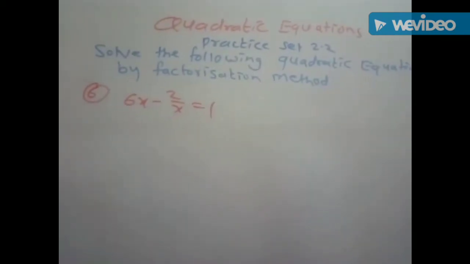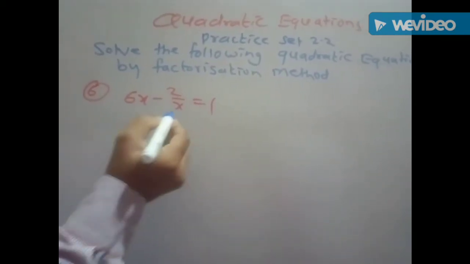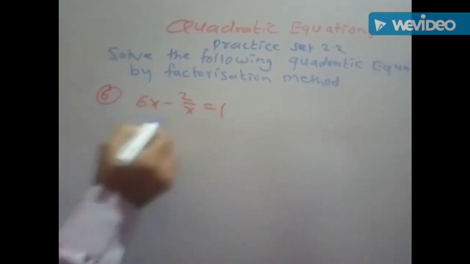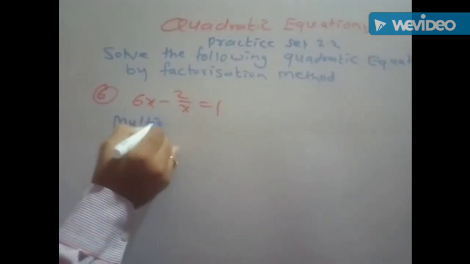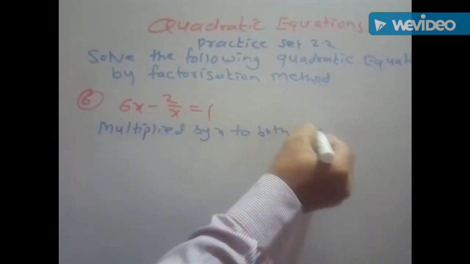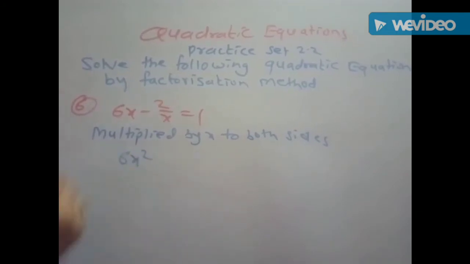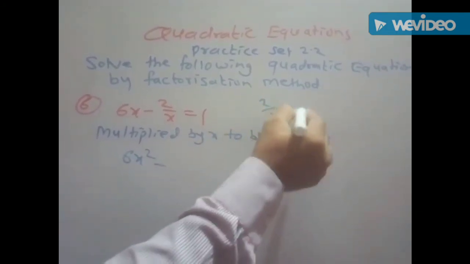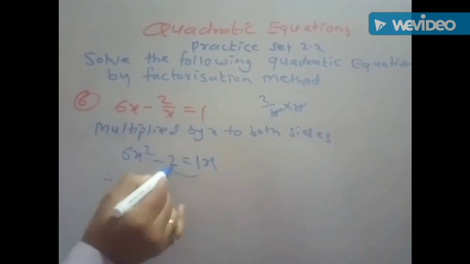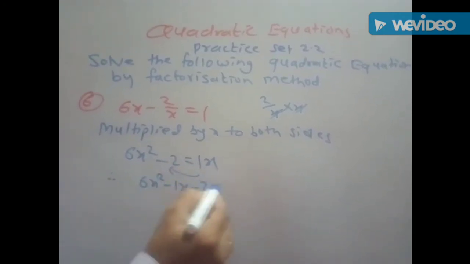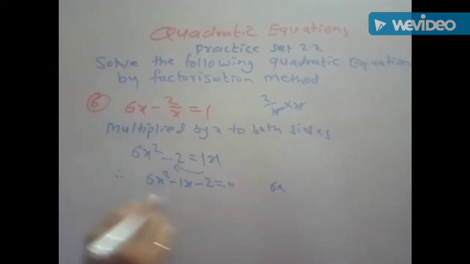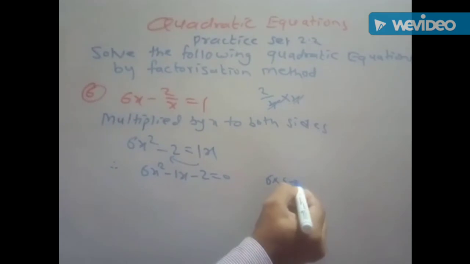Next example is 6x minus 2 upon x is equal to 1. Again in this example, the variable x is given in the denominator, therefore we multiply by x on both sides. We get 6x into x, 6x square, minus 2 upon x into x, x gets cancelled, the remaining is 2, 1 into x, 1x, and plus 1x gets converted to minus, so 6x square minus x minus 2 is equal to 0.